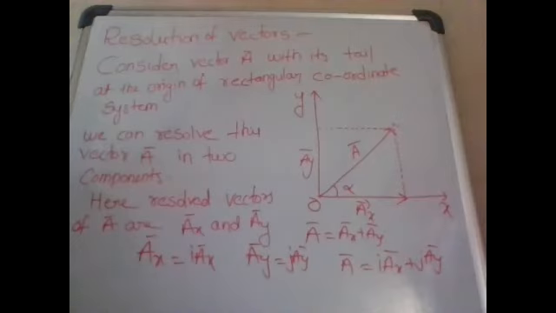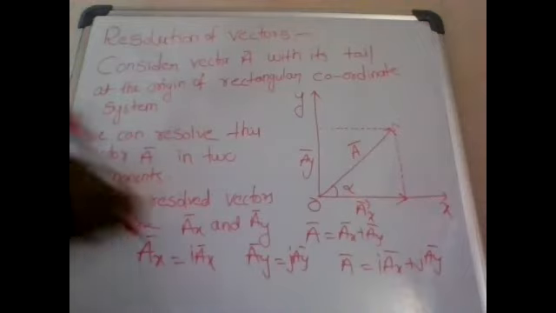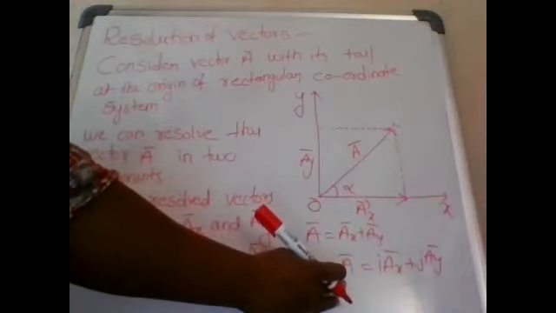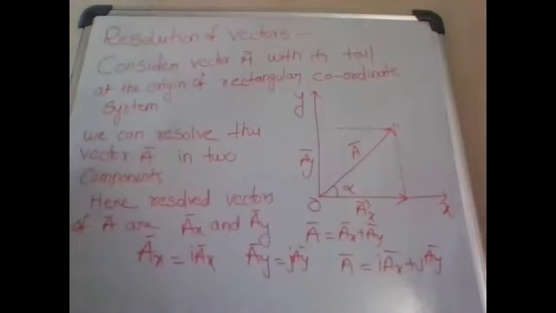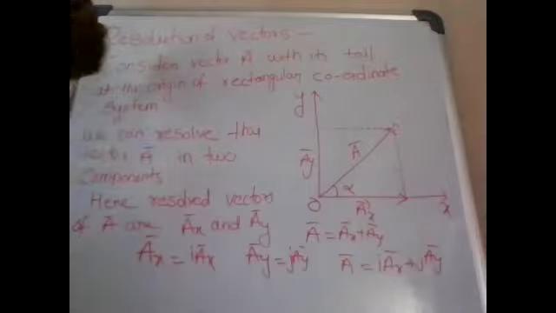So what is the resolution? Resolution means consider a vector in two components, here considering x direction and y direction. Then we can write vector A bar equals i into A suffix x plus j into A suffix y. Here i is the unit vector along x direction, A suffix x is the component along x direction, j is the unit vector along y direction, and A suffix y is the component of vector A along y direction.